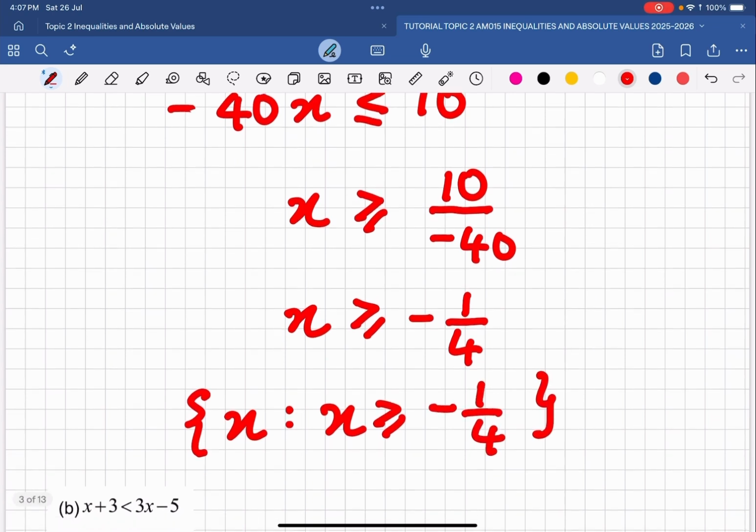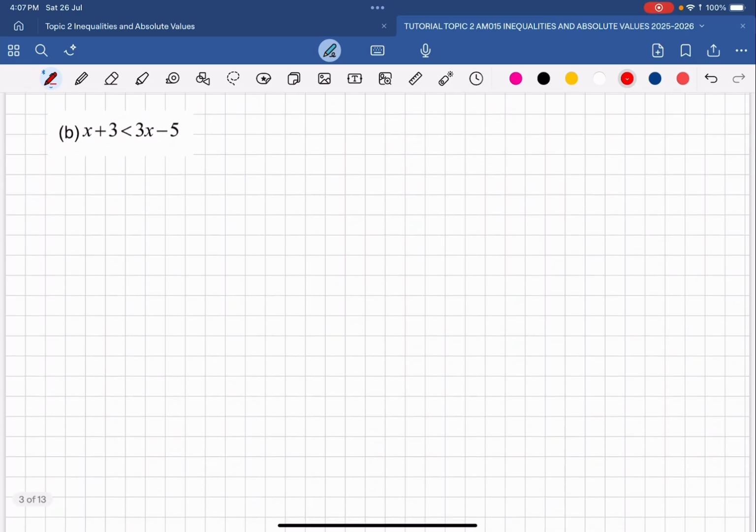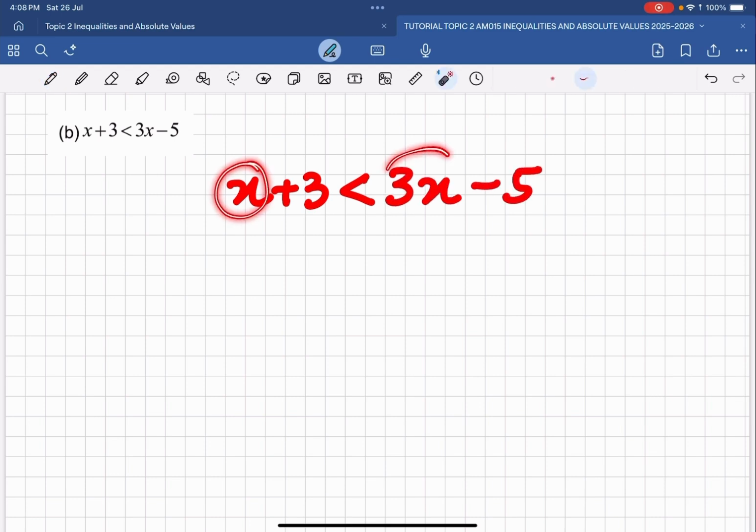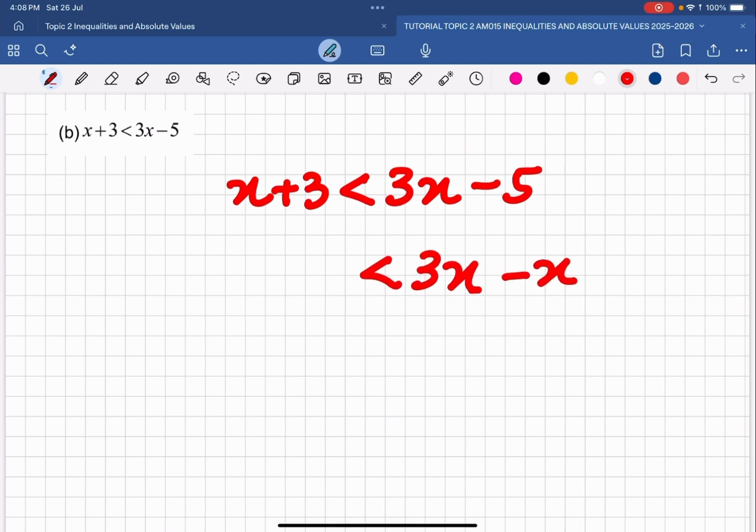Okay, next question, B. We have x plus 3 less than 3x minus 5. Okay, copy down the question first. x plus 3 less than 3x minus 5. Now let us collect all the x together. So you may bring x to the right hand side or 3x to the left hand side. Okay, so what if we bring x to the right hand side? We're going to get 3x minus x and 3. Now negative 5, bring it to the left hand side, we can get 3 plus 5.